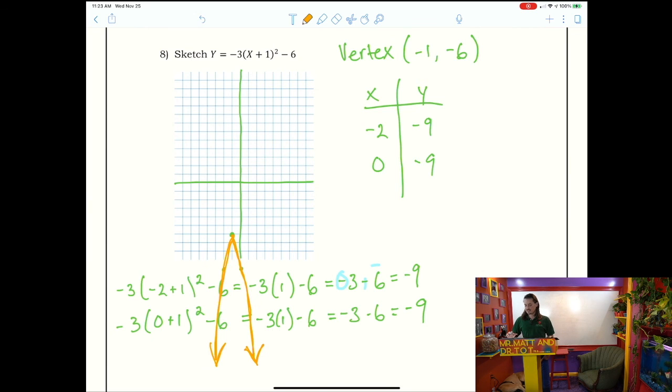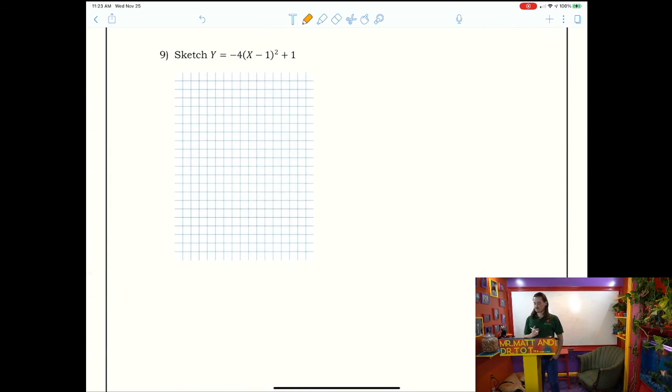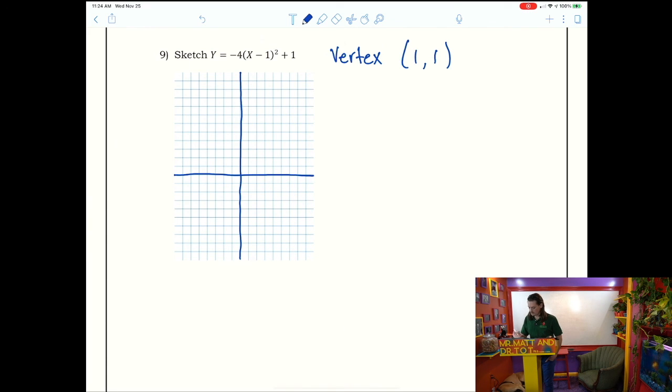Last problem, please take a few moments and sketch a graph of y is equal to negative 4 times x minus 1 quantity squared plus 1. So here we can tell that the vertex is going to occur at positive 1, positive 1. So I can go ahead and plot that point in. So at 1, 1, we're right there.